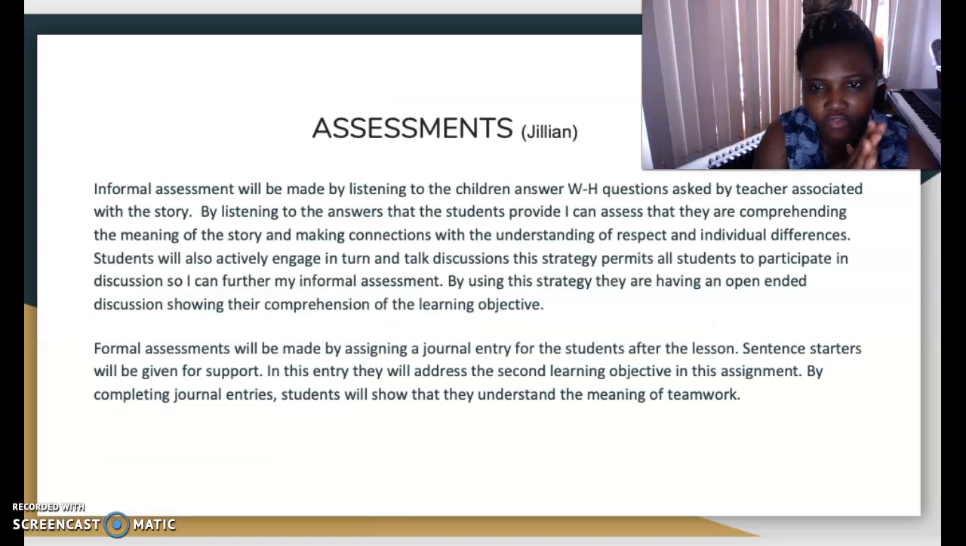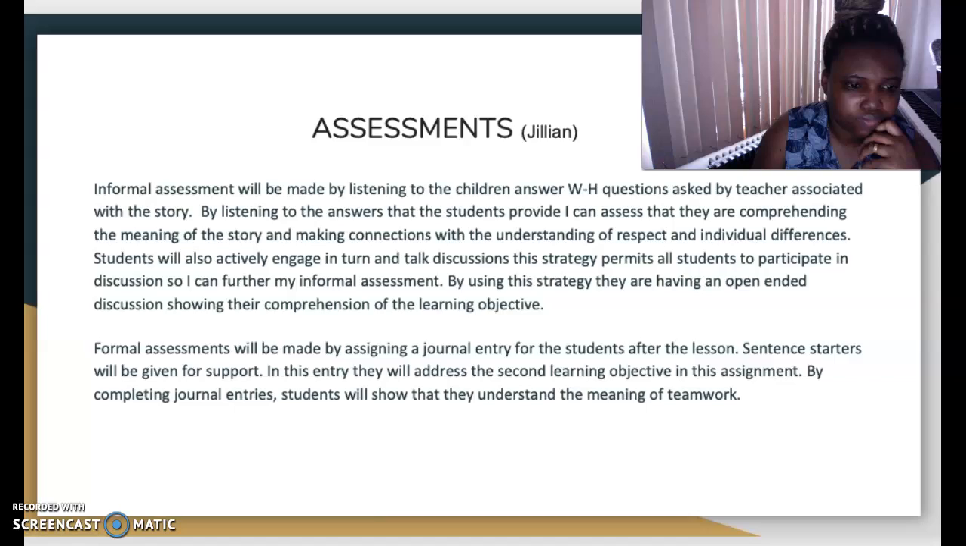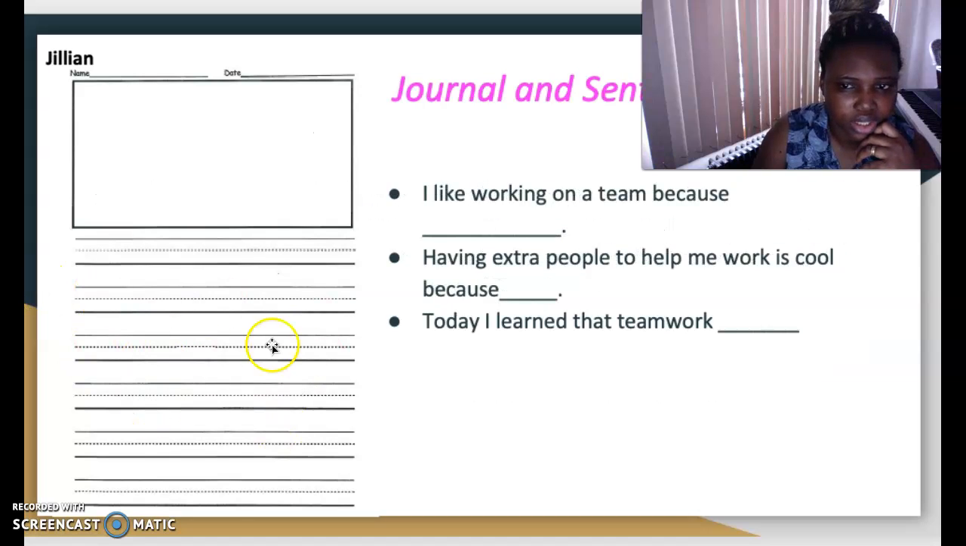And here we have assessment. We're using formative assessment, which is formal and informal assessment. We will ask them questions, and then we will give them some work to do, actually writing it on the paper, just to know if they really understand the lesson. And this is another worksheet we're using for the assessment.